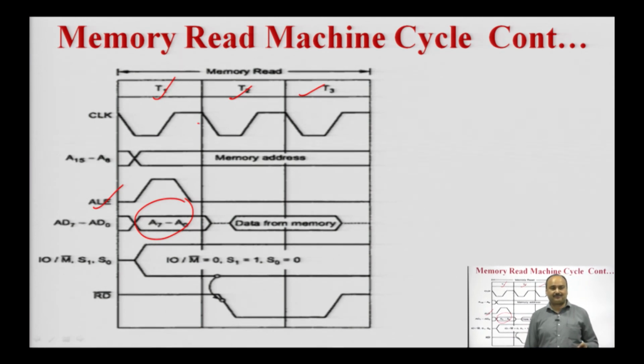With the help of the A0 to A15 address lines, the processor will carry the 16-bit address of memory, and the status signals IO/M-bar, S1 and S0 are used to indicate the memory read operation. IO/M-bar is equal to 0, so it is a memory related operation. When S1 is equal to 1 and S0 is equal to 0, the status signal indicates the memory read operation. During the T2 T state, the read signal changes from logic 1 to logic 0 to enable the memory device, and at the T3 T state the signal changes again from logic 0 to logic 1 to disable the memory device. So, this is the timing diagram of the memory read machine cycle.